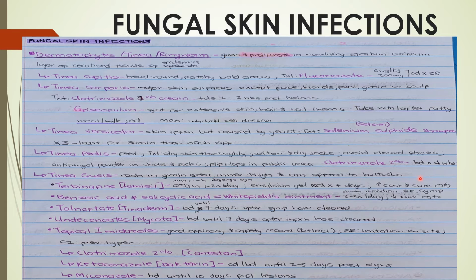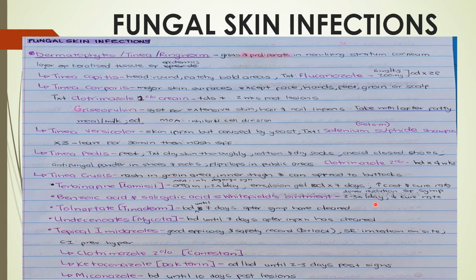This one has a high cure rate, so that means it's very effective, but unfortunately it's very expensive, so it's not really prescribed in public hospitals, and you mostly find it in private practice. Then another one that you can use is benzoic acid and salicylic acid, also known as Whitfield's ointment. This one is used 2 to 3 times per day. It's got a slower resolution of symptoms, so it takes a longer time, and as a result it's got a lower cure rate, but it is more cost effective.